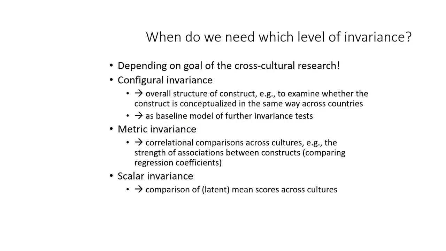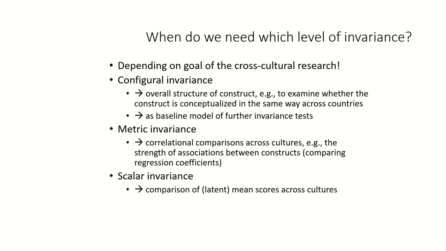So when do we actually need each level of invariance? It really depends on the goal of what we want to do. Obviously, we should have configural invariance, because if we don't have an instrument that taps into the same kind of construct, then we are looking at apples and spark plugs or something like that. And configural invariance is always the baseline model for any further invariance test. So whatever else we're doing, this is our baseline model, and we compare the next higher level of invariance to the previous one.